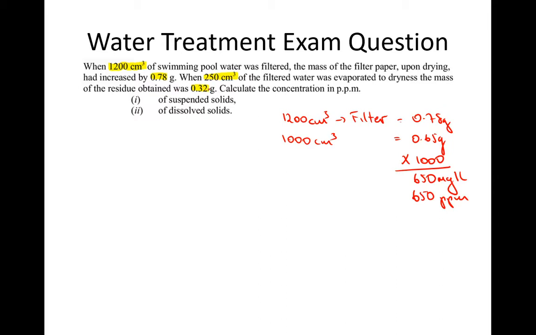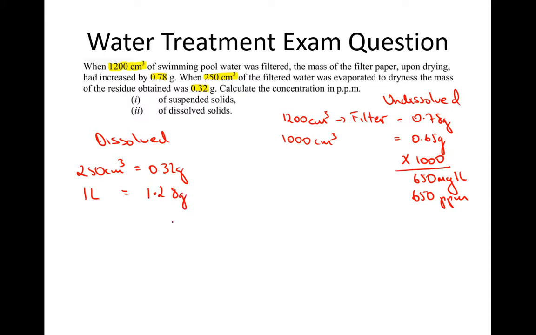Part 2. When 250 centimeters cubed of the filtered water was evaporated to dryness. Now notice it's filtered, so the water coming through should only contain dissolved material. So this one here is the undissolved, and then we're going to look at the dissolved. So when 250 centimeters cubed of the filtered water, that means all the undissolved stuff has been taken away, so dissolved stuff is left, and evaporated to dryness, the mass of the residue was 0.32 grams. Okay, so there's everything we need. You bring this up to 1 litre, that's multiplying by 4, that's 1.28 if I've done that correctly. 4 2s are 8, 4 3s are 12. So therefore, if we want to go to milligrams, we multiply by 1,000, and that will give me 1280 milligrams per litre, which is better known as 1280 ppm.